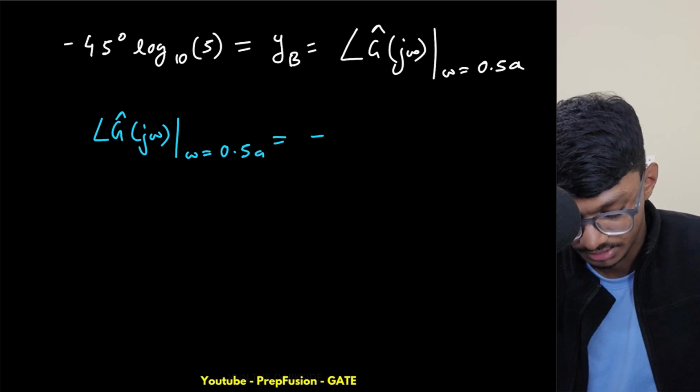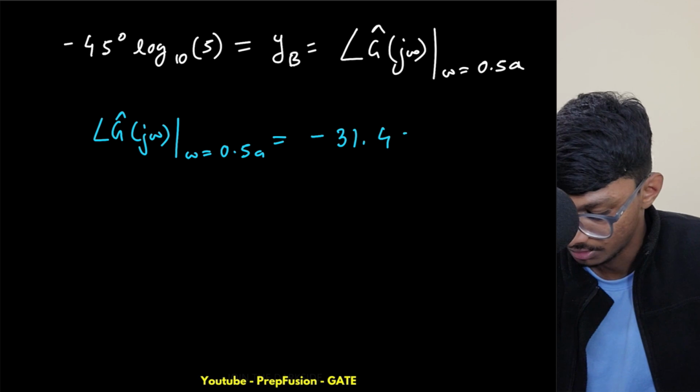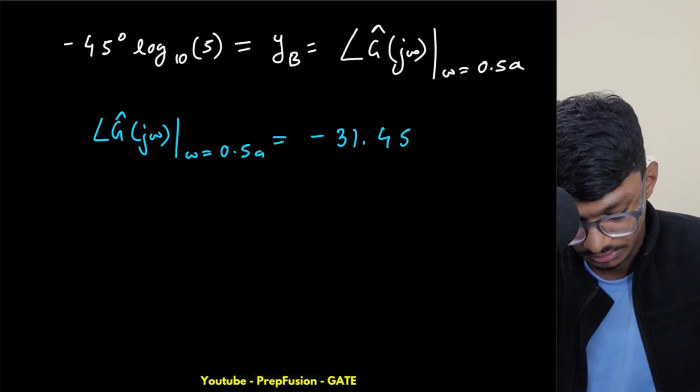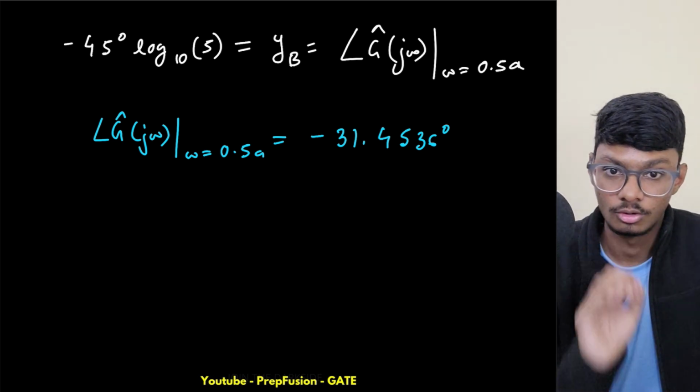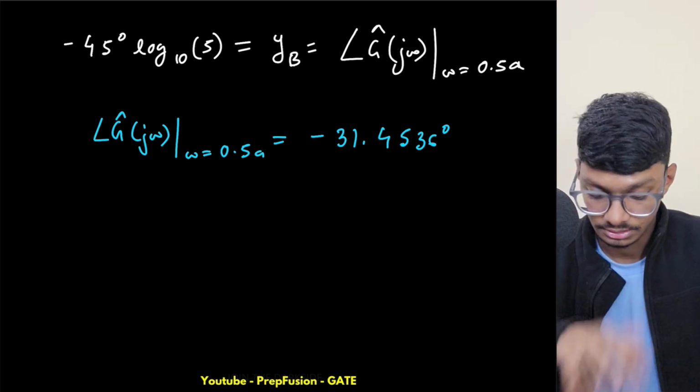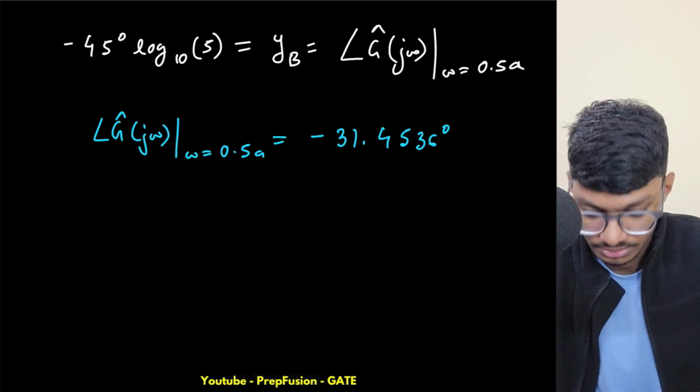Okay, pretty close, but still there is some error. Minus 31.4536 degrees. Okay, so this is my log 5 basically. So this is the approximate value. So what is the error?